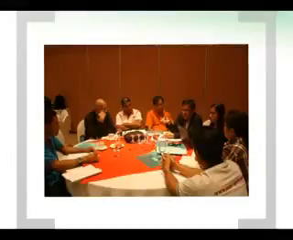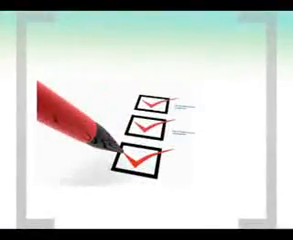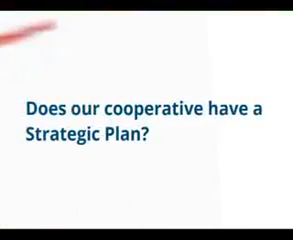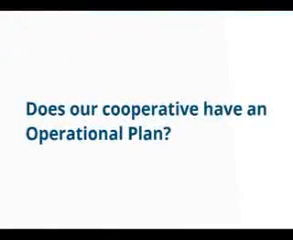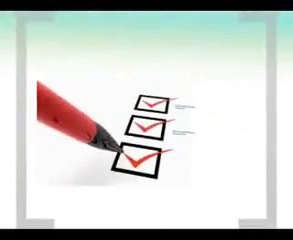We are now at the end of this lesson, but before we close, it is good to ask ourselves the following questions. First, does our cooperative have a strategic plan? If so, does it have all the elements of a good strategic plan as discussed above? Second, does our cooperative have an operational plan? If so, does it have all the elements of a good operational plan as discussed above? We hope that your answers to these questions are positive. We can then move on to the next lesson, which is focused on policies.